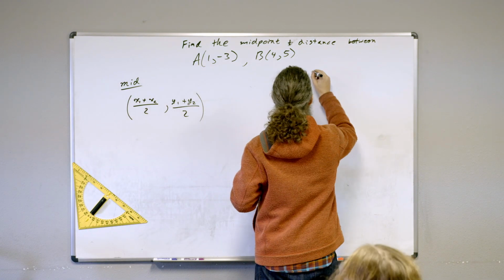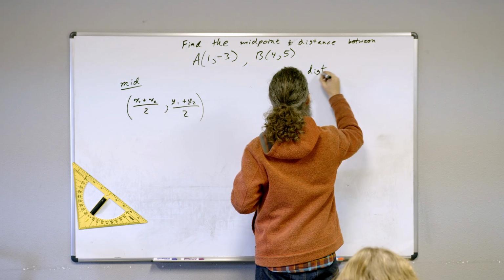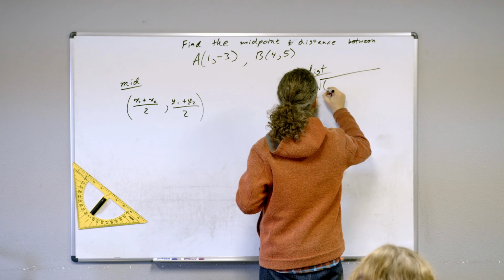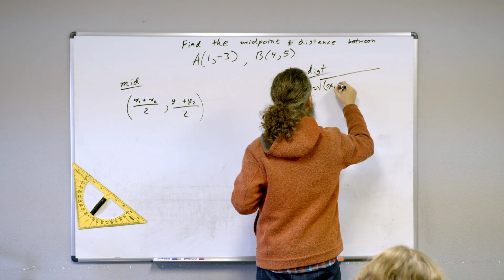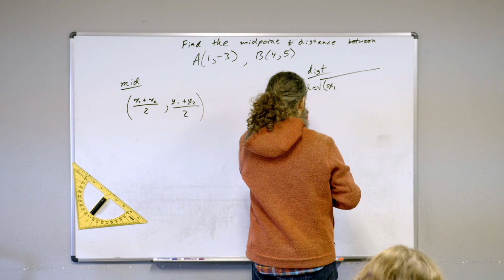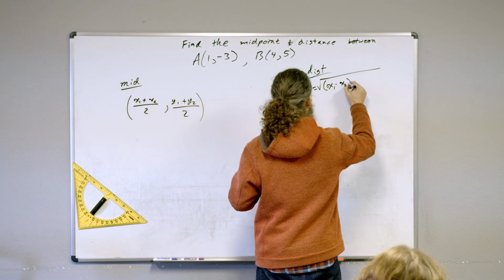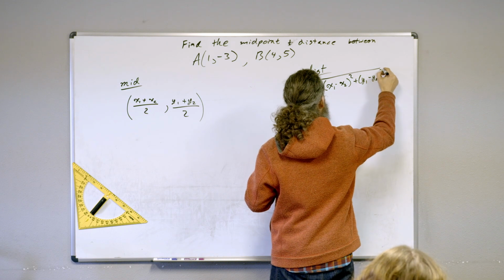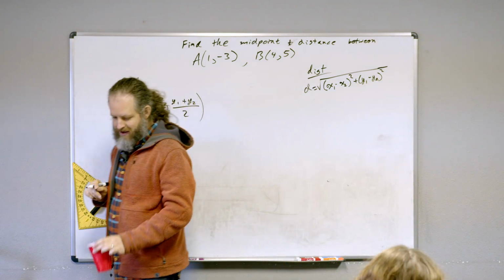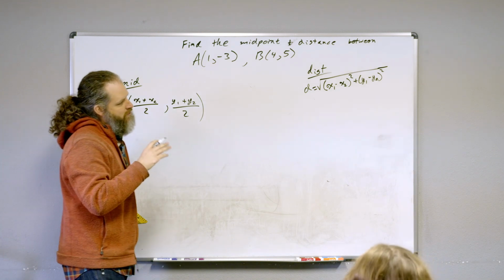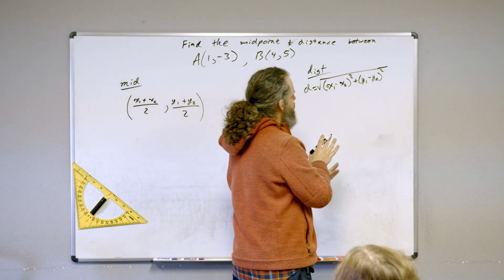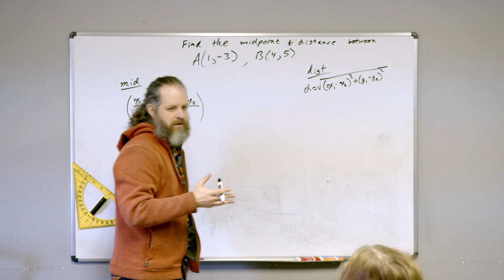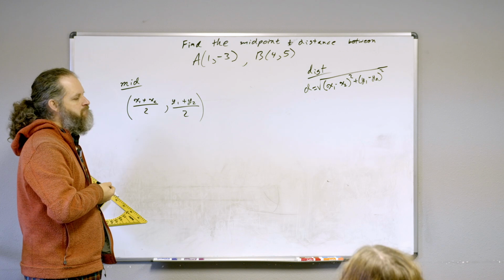What about the distance formula? Square root of open parentheses x1 minus x2 squared, plus open parentheses y1 minus y2 squared. And if you prefer to keep the subtraction the same on both formulas, this and the slope formula, you can write this as x2 minus x1, y2 minus y1. That's fine too. It's the same thing, as long as they're both the same.